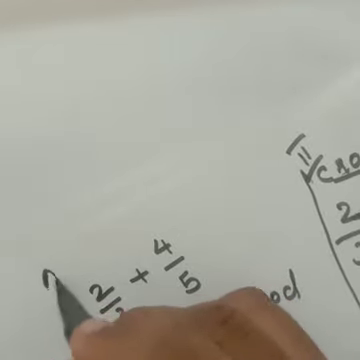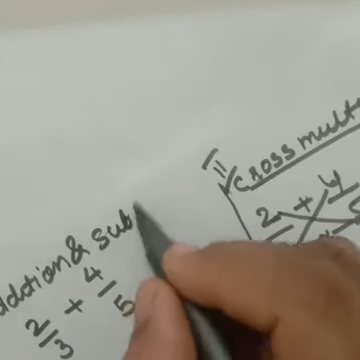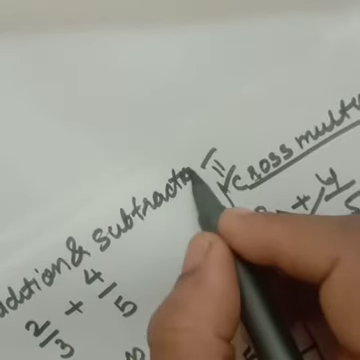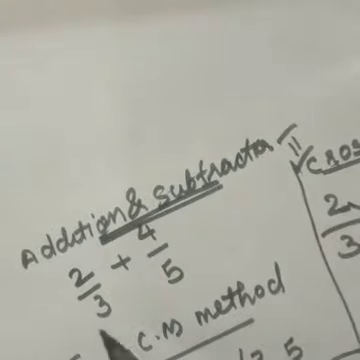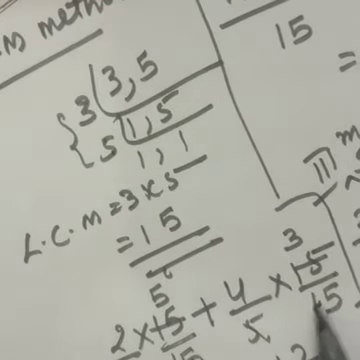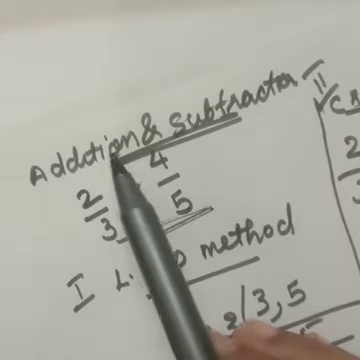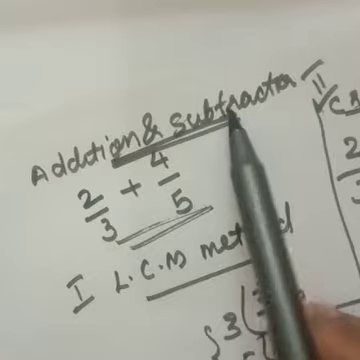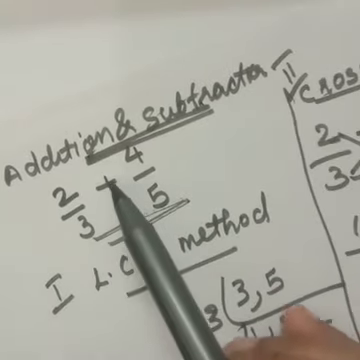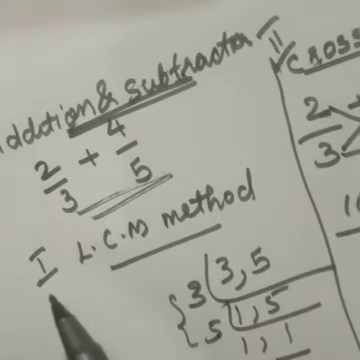I hope everybody understood. And this also you keep in your brain. When addition and subtraction are coming, first you have to make the denominator same. Then only you can add or subtract. Clear? Again I am telling: when an addition or subtraction sign is in between two fractions, you have to make the denominator same. After that only you can add and subtract.